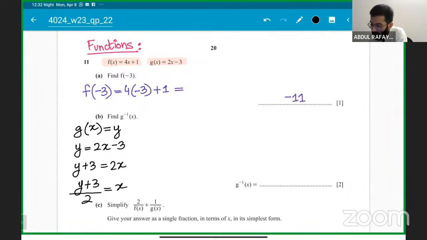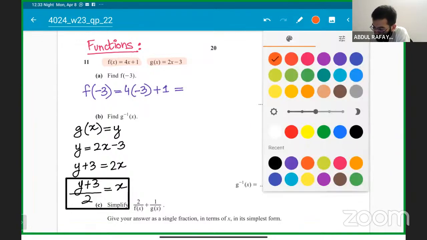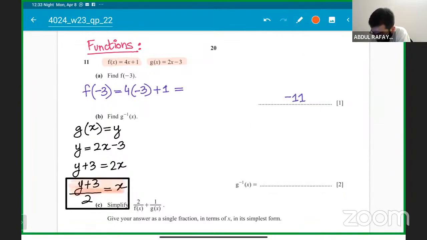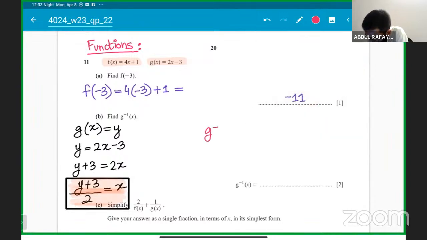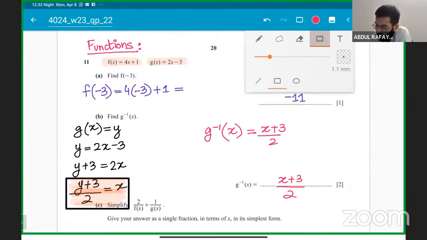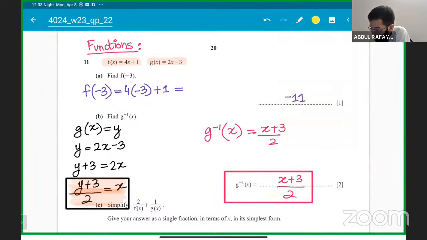That is how you get the subject. x has become the subject: y plus 3 divided by 2. And the last step will be simple. What you have to do, students, is just replace the y with x, since this is the inverse. Wherever y is written, replace it with x. So here we go. That is the answer: x plus 3 divided by 2 is the g inverse of x. How many got this clear, understood? Must be clear, right? Sure about it?